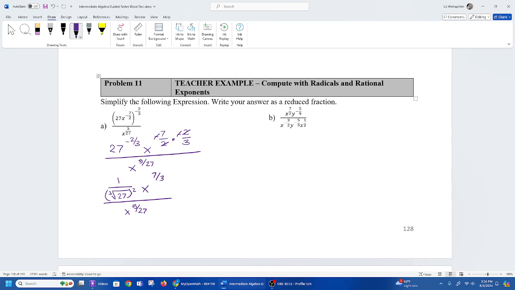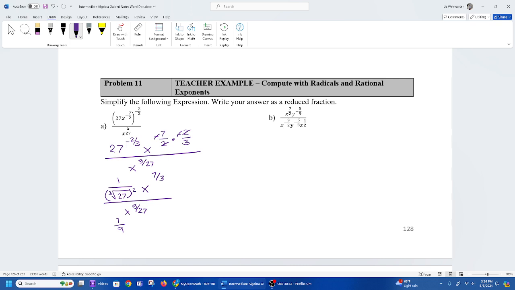If you're not sure, you can type this into your calculator. What is the cube root of 27? It's 3. And then what is 3 squared? That would be 9. So we're going to end up with 1/9 for this first numeric term.